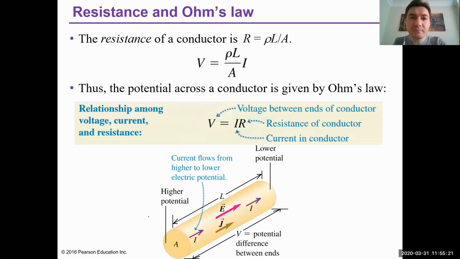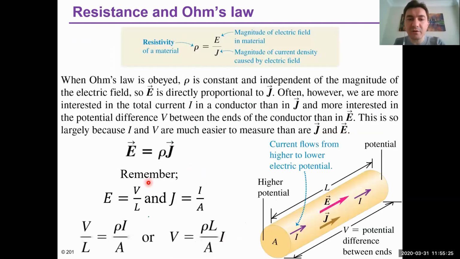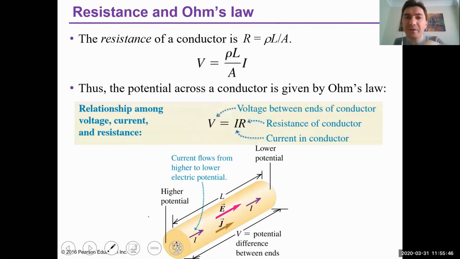Then let's continue. What we have here, this term, rho L over A, is called resistance. This is resistivity, but this term is called resistance, shown by capital R. R is equal to rho L over A. So what is L? Length of the material. A is the cross-sectional area of the material. So then I can get that expression. Put R here. V is equal to current times resistance of the conductor. This I is the current in the conductor, and V is the voltage difference between the ends of the conductor.